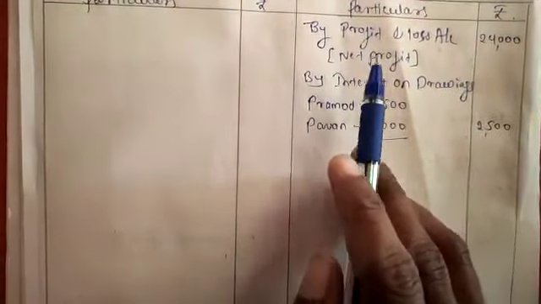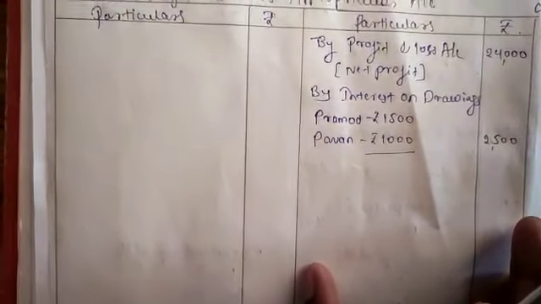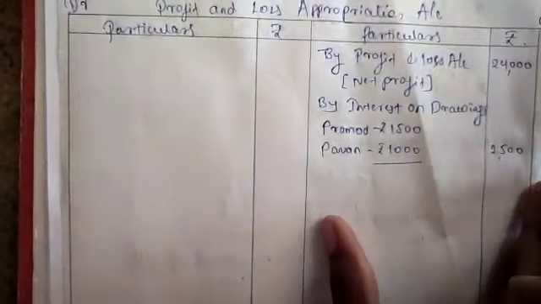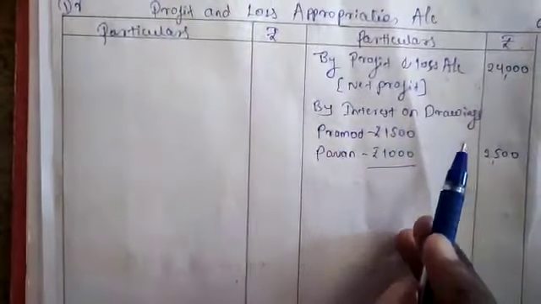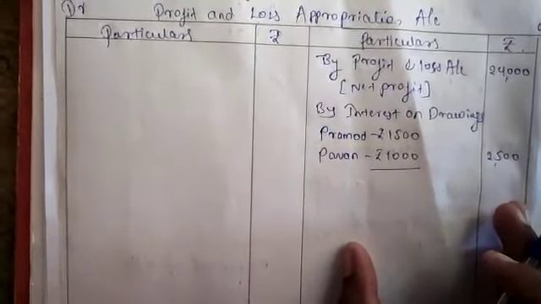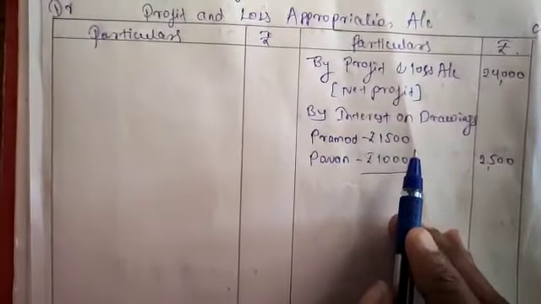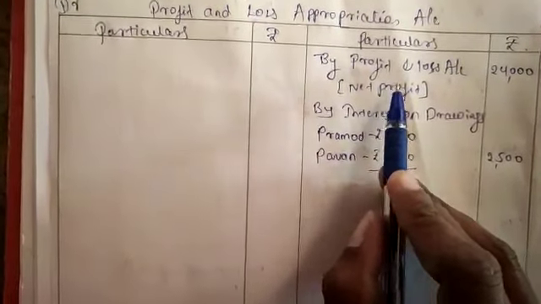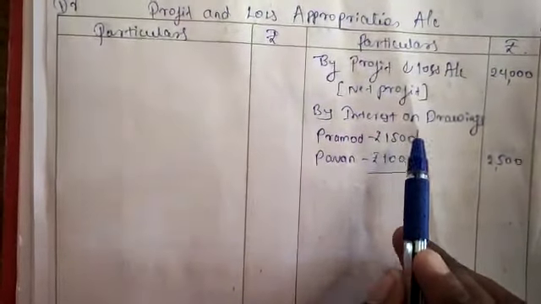So first on the credit side collect the fund. I already told you, on the credit side collect the incomes and on the debit side spend the expenditures. So first collect here the net profit and one more, interest on drawings. Only 2 entries are coming on the credit side of the P&L appropriation account, that is net profit and interest on drawings. When in the problem they have not given the interest on drawings, you only take the net profit. When they have given interest on drawings, you also take the interest on drawings on the credit side.